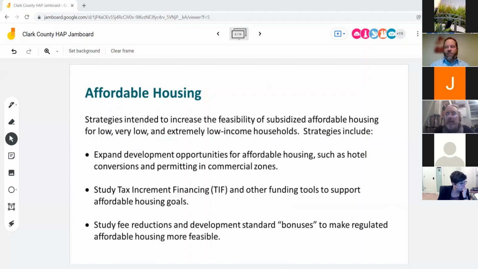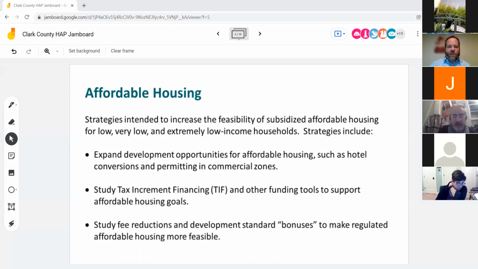On some of these longer term strategies, studying tax increment financing and other funding tools as a way to support affordable housing goals. Tax increment financing from our economic consultant was a tool that was recommended. And then studying reductions and development standard bonuses to make regulated affordable housing more feasible. So just what kinds of incentives can the county provide to help affordable housing pencil out?